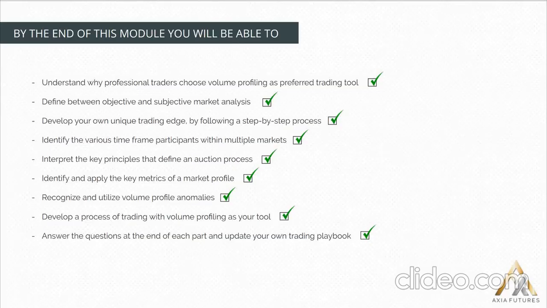By the end of this module, you'll be able to do the following. Understand why professional traders use volume profiling as their preferred choice of trading tool. You'll be able to define between subjective and objective market analysis. Develop your own trading edge by following a step-by-step process that I will provide you with. You'll be able to identify various time frame participants, but more importantly, understand when and why those time frame participants enter the market. Interpret the key principles that define the auction process.